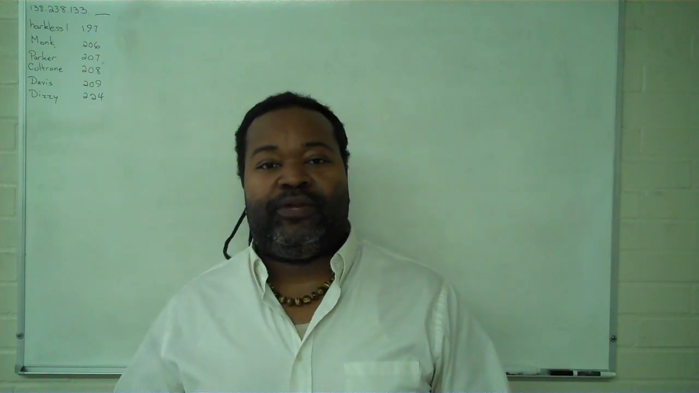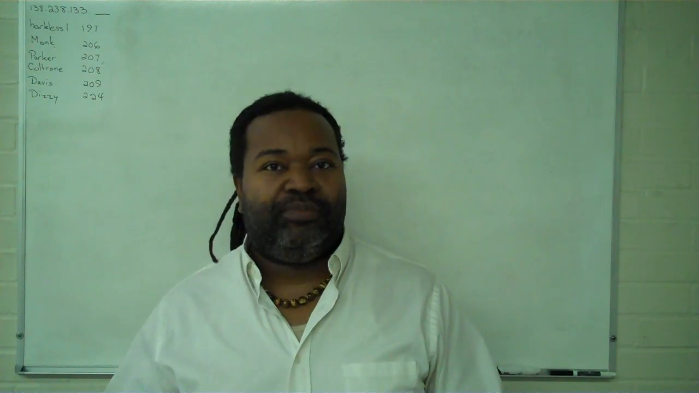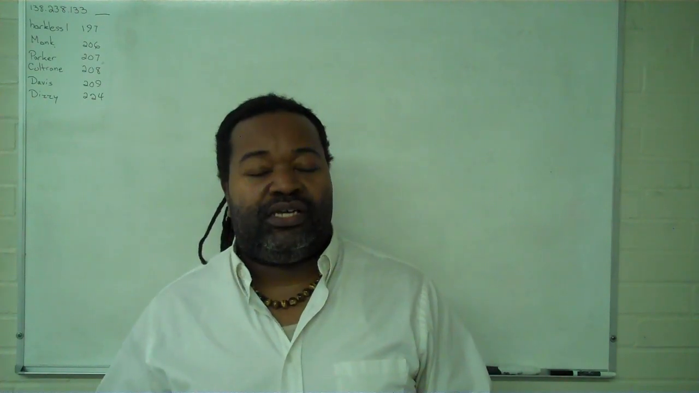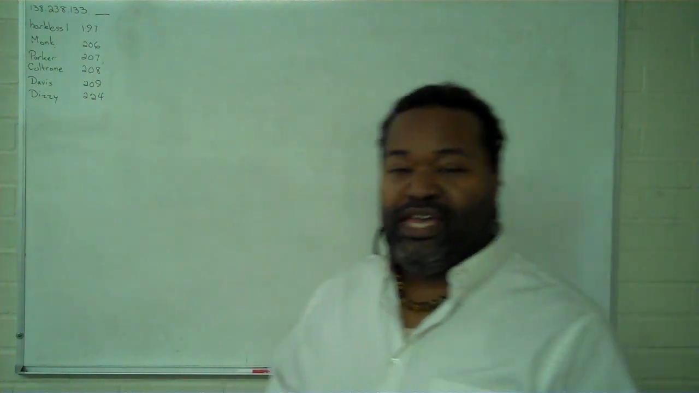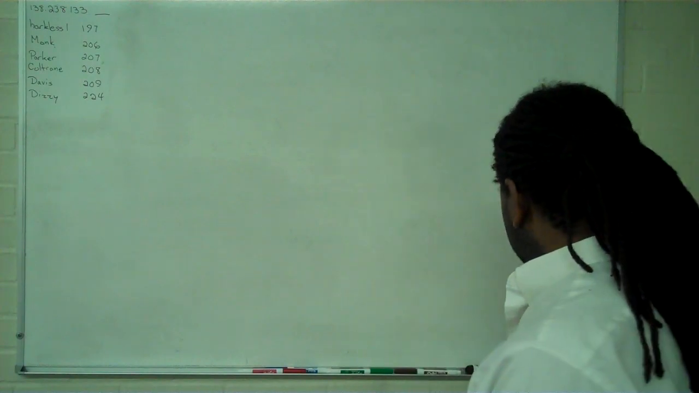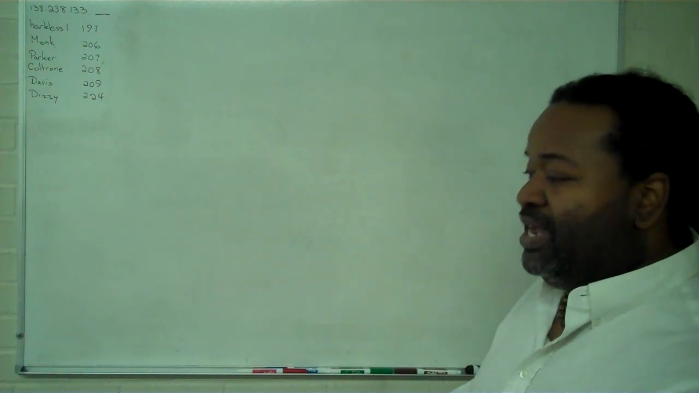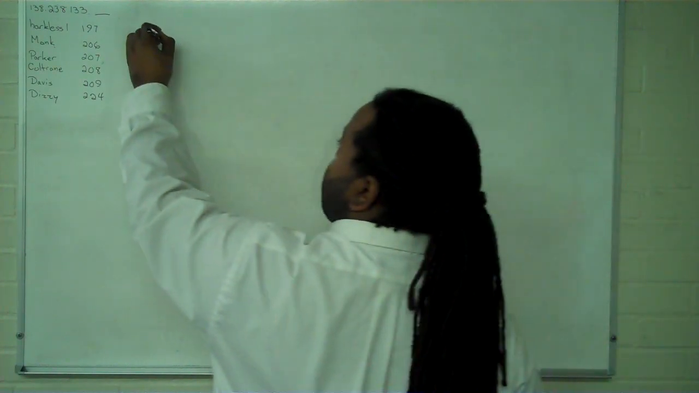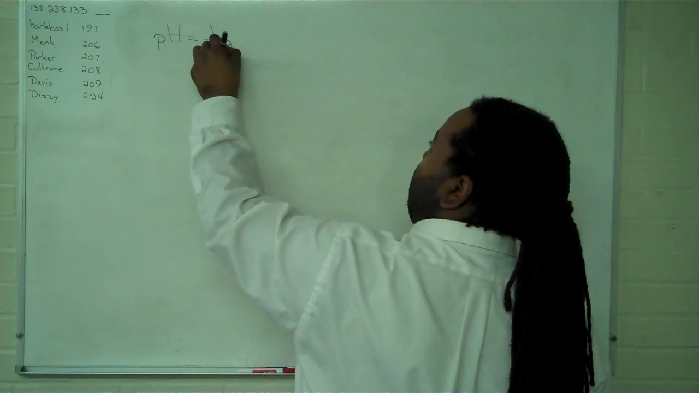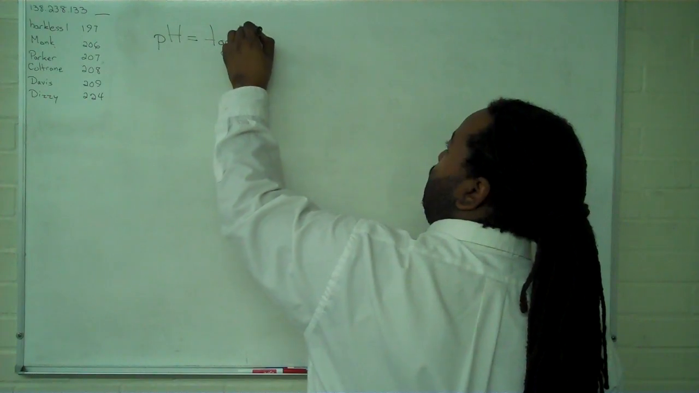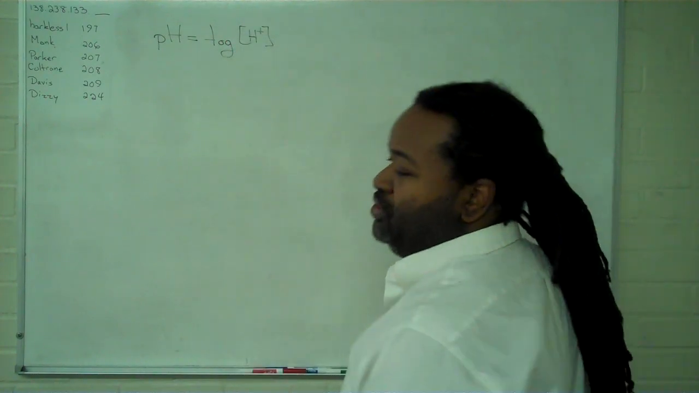This instructional video is designed to demonstrate why water has a pH of 7, as well as the origin of the pH scale, and demonstrate the relationship between the concept of pH and pOH. Now, by definition, pH is calculated as the negative log of your hydrogen ion concentration.